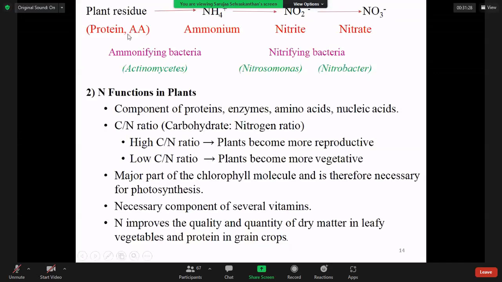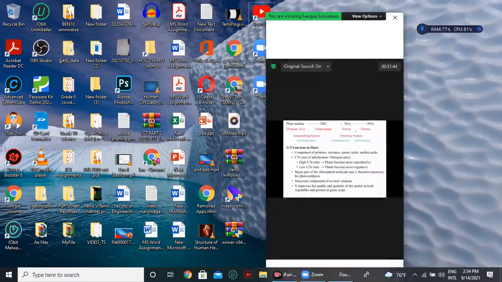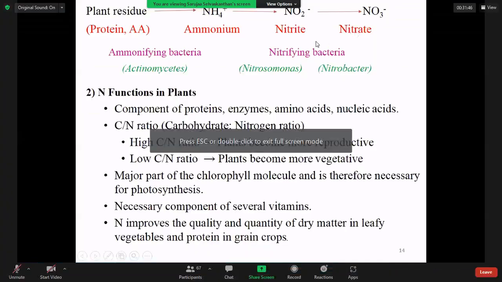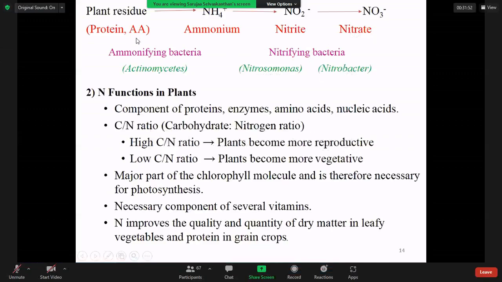Okay, first from the plant residue, you can get ammonium, NH4+. Ammonifying is done by the ammonifying bacteria, and from the ammonium you get nitrite and nitrate. These are done by Nitrosomonas and Nitrobacter. This chart and these microorganisms are just for your easy understanding of how nitrogen is obtained by the plant and how it becomes available to the plant.